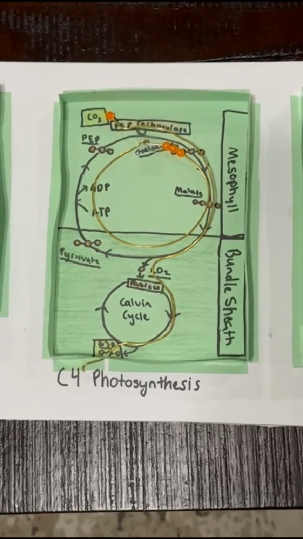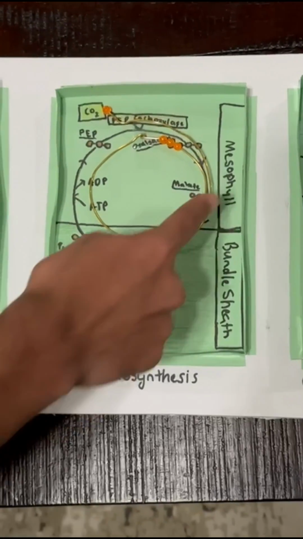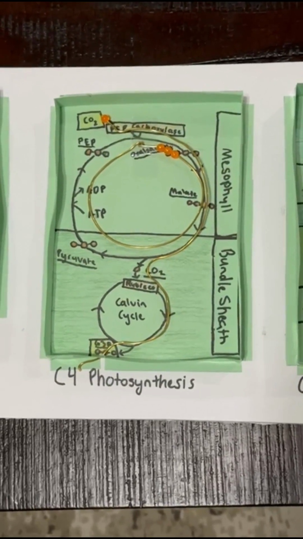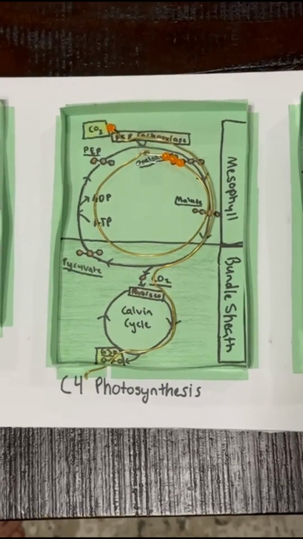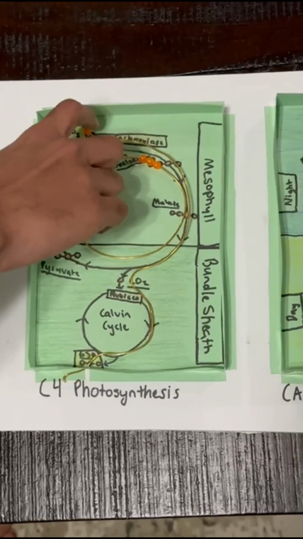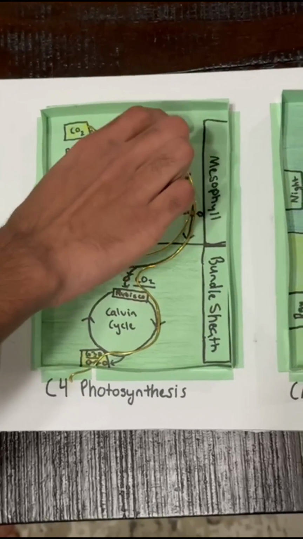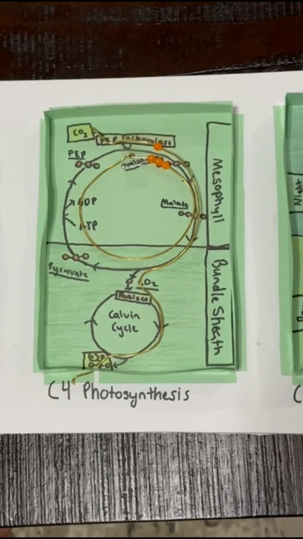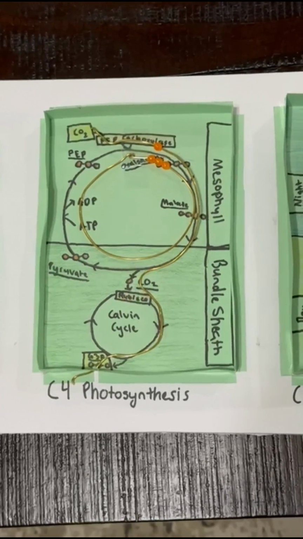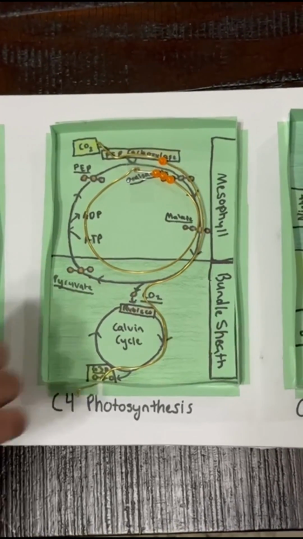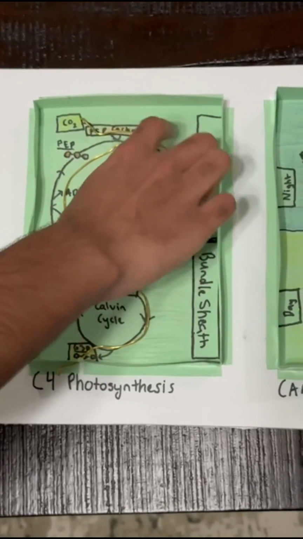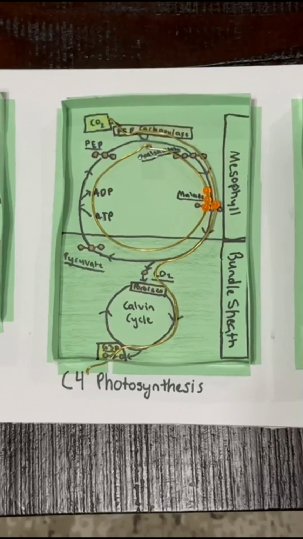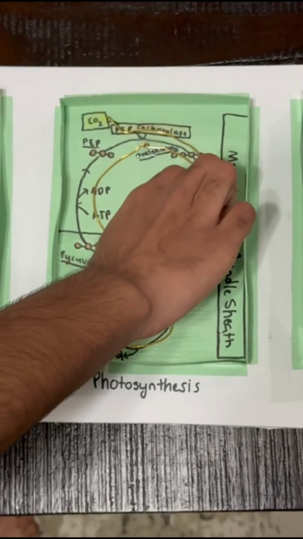C4 photosynthesis is physically separated between the mesophyll and the bundle sheath cell of a plant. The process starts in the cytoplasm of the mesophyll. CO2 is fixed to the 3-carbon PEP by PEP carboxylase to form 4-carbon oxaloacetate. This 4-carbon oxaloacetate then turns into 4-carbon malate, and then the 4-carbon malate is transported to the bundle sheath cell stroma.